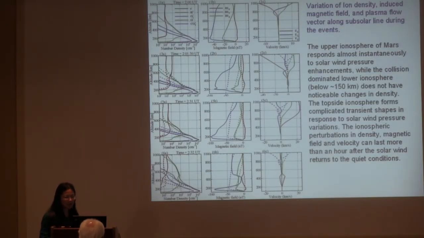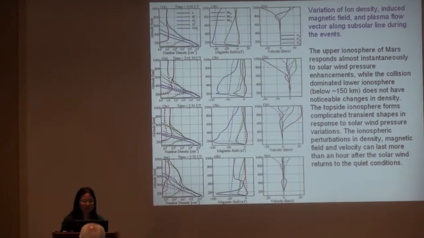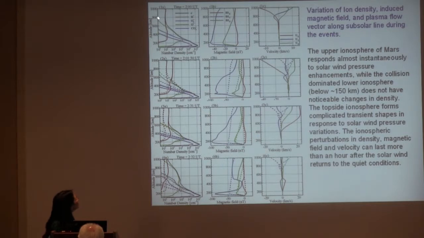Here I'm showing how this ionosphere will respond to this pressure enhancement. As you can see, this is the ion density profile during quiet time, the magnetic field, and the velocity vector. So when we enhance the pressure, this ionosphere will be compressed, and the magnetic field and the velocity will also have larger variations. Also, during the expansion phase, you can see a huge extension of the ionosphere. It extends to more than like 800 kilometers.